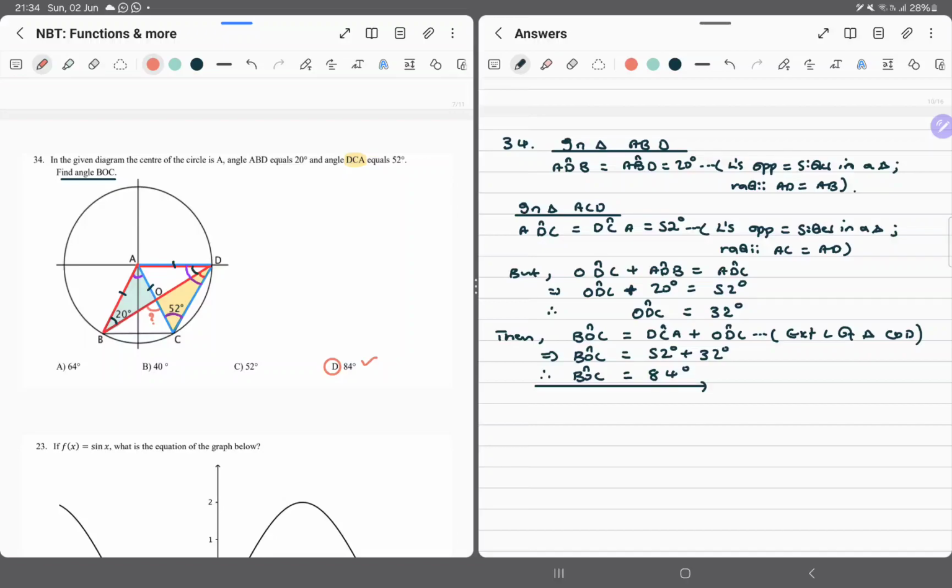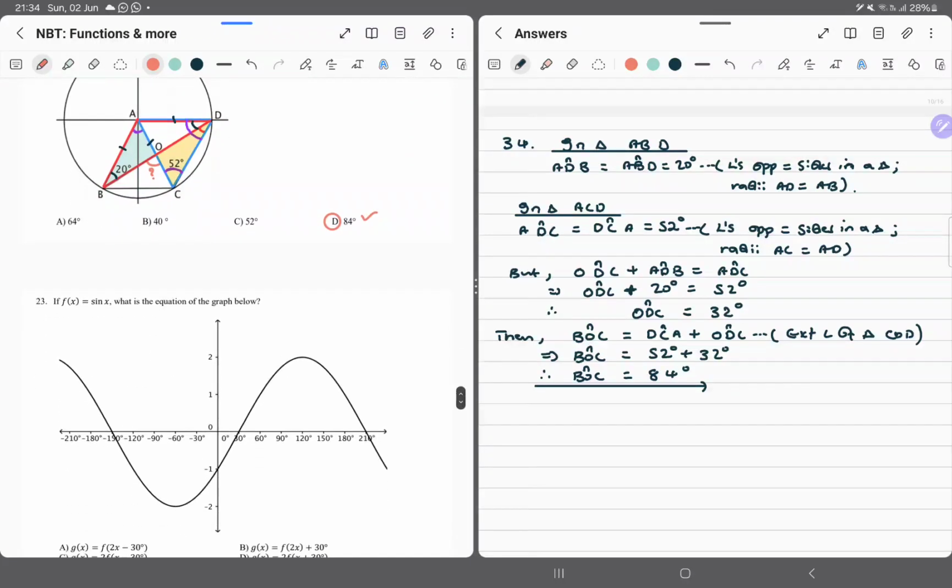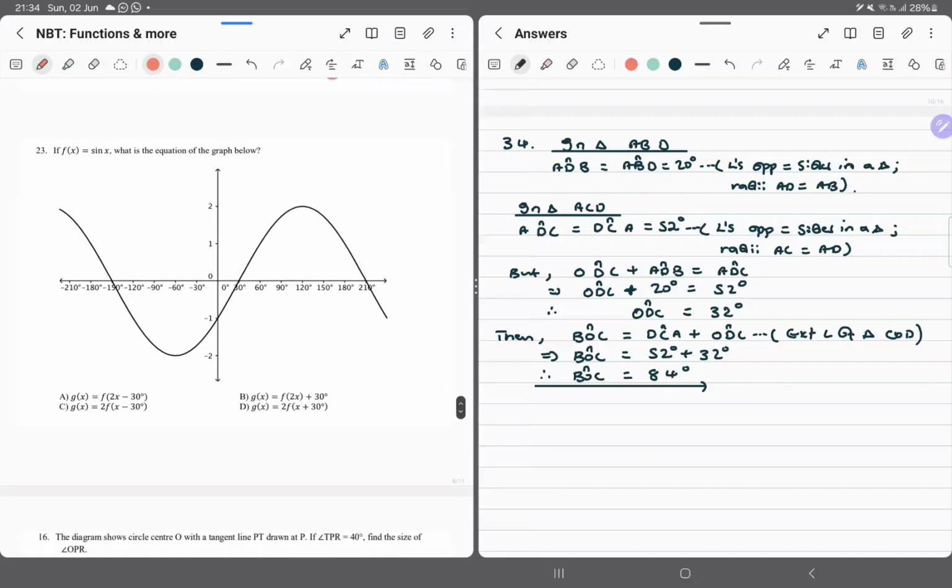Okay, this one was not so labor intensive, but it was a question that forced you to walk a mile, just a mile, to get somewhere. So this is a trigonometric one.